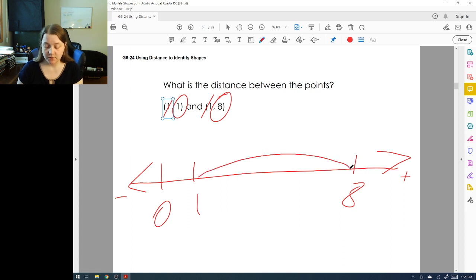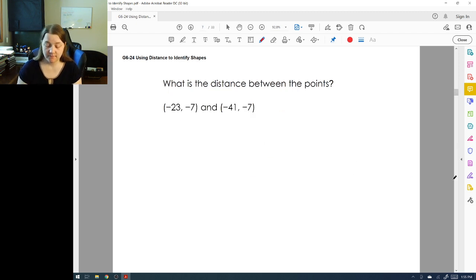So I want to know how many steps it is to go from the number 1 to the number 8. 8 minus 1 is 7, so that's going to be 7 steps. The distance between these 2 points, now I can see that the y coordinate is the same. So I want to look at the x coordinate.